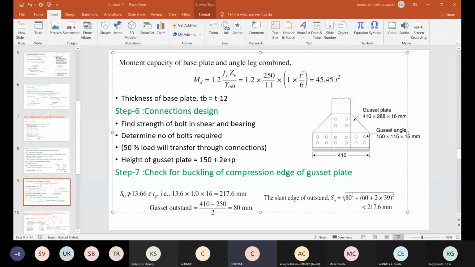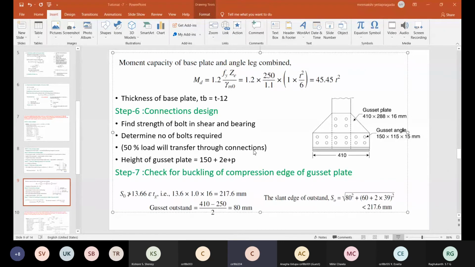Once you know the number of bolts, we'll arrange them in this pattern, you can see in the figure. Once you arrange it based on the pitch and edge distance, whatever we discussed in the first step, we can calculate the height of the gusset plate using this equation. Since there are two bolts, we'll get two edge distances. So this will be 2 times E, 2 times 39, plus P which is 60. So 150 plus that value will give the height of the gusset plate.